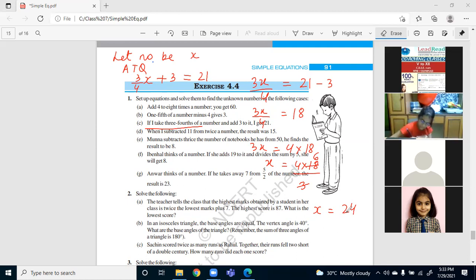Garima, are you able to understand this question? Yes, ma'am.